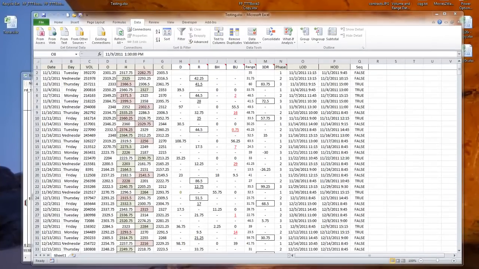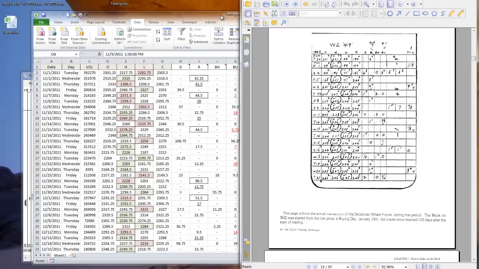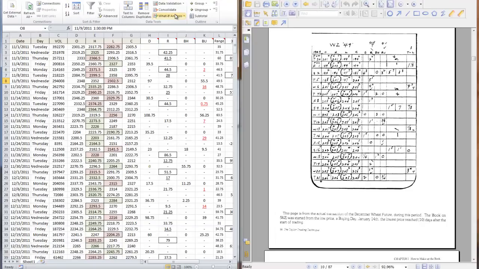Let's see how that compares to the original sheet. If you look at the original sheet from the book, that's over here on the right, and you can see the data is pretty similar. The difference is I guess the days are in their own little column, but the data is still the same. You see the same columns. You've got the decline column, rally column. You've got the BH and BU columns, just like you do over here.